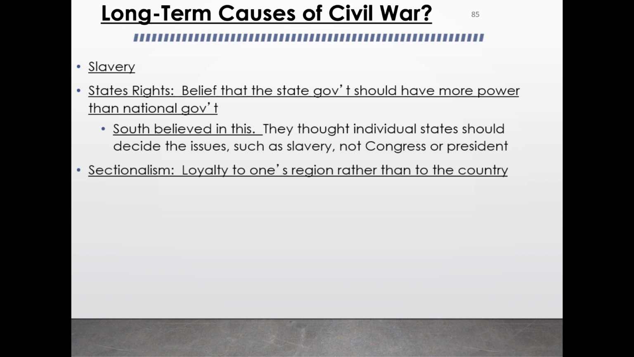Last one I put up here is sectionalism. This was a word on our very first assignment for the unit. Sectionalism is loyalty to one's region rather than to the country as a whole. So if you went down to Virginia and you asked a person from Virginia, what are you? Their first response is not going to be an American. They're either going to say Southern or they might even say they were a Virginian. They were more loyal to their state.